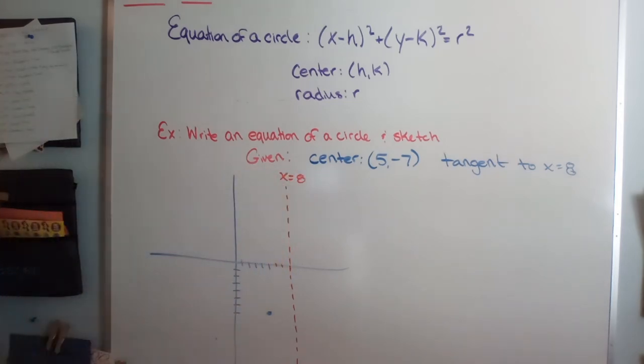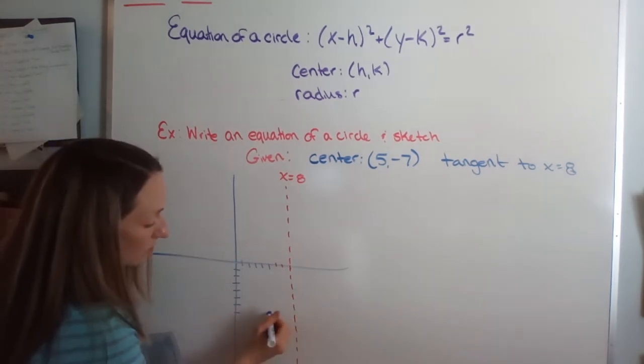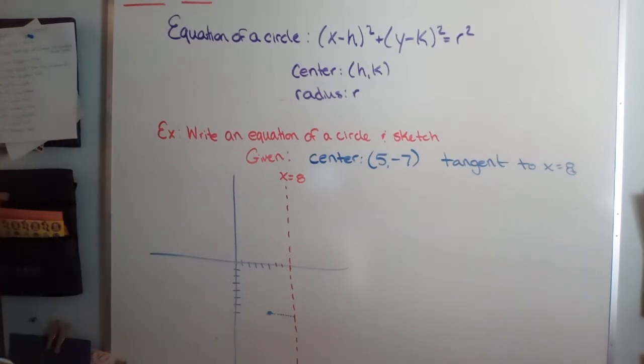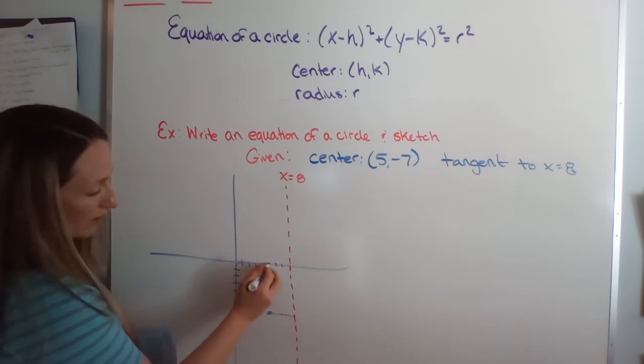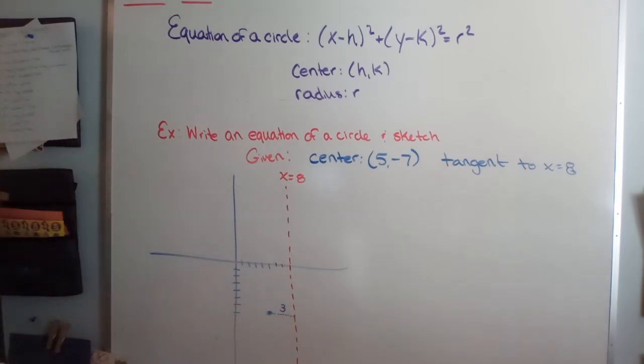Okay. Well, I know that I can draw a segment from the center to the outside of the circle that meets at the point of tangency. That is actually a radius. So how far away is the center to the tangent? How many units am I from here to there? So I am 1, 2, 3 units away. So you just figured out that your radius is 3.